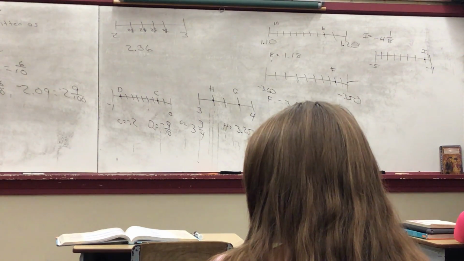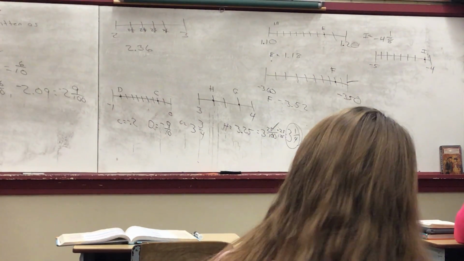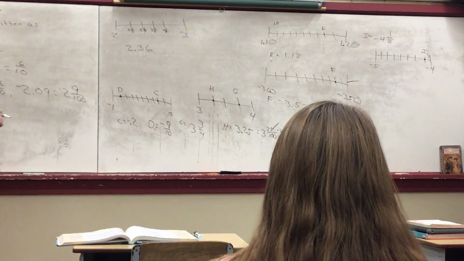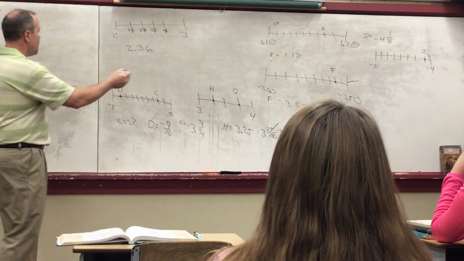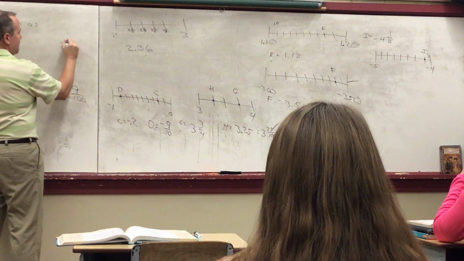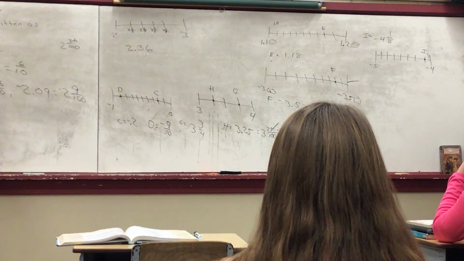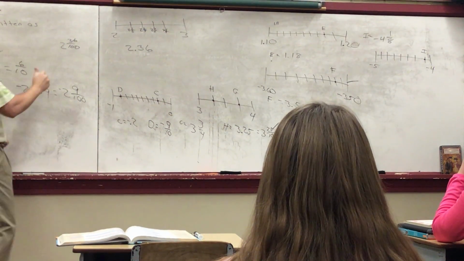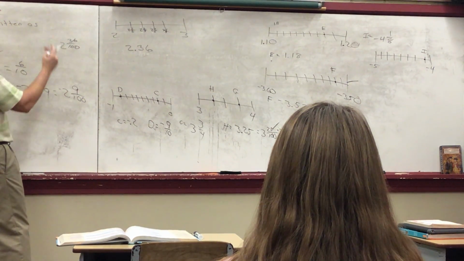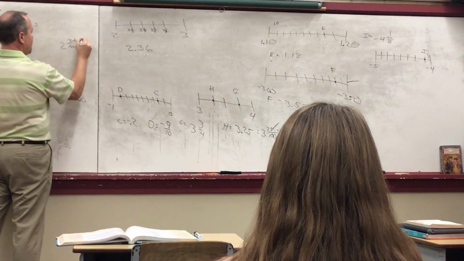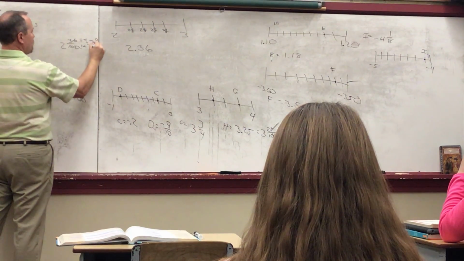So now, where can we find out where 2 and 36 hundredths would go on this number line? We could change that to a fraction. Which would be 2 and 36 over 100. Now, what we would have to do is try to reduce this. We can divide them both by 4, actually. Divide them both by 4, and you get 2 and 9 over 25.